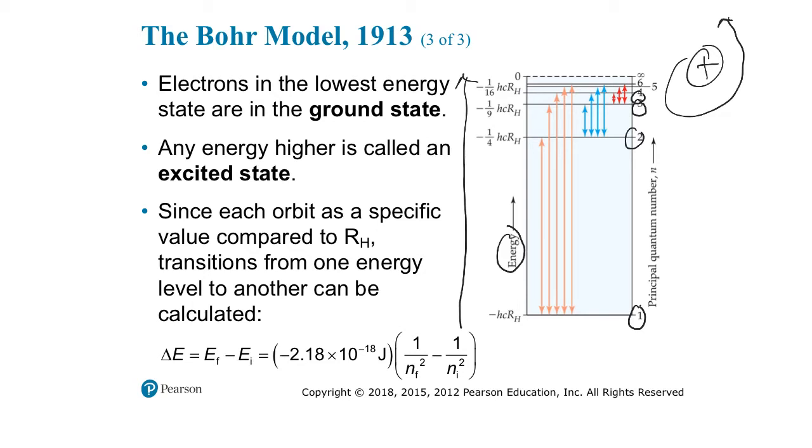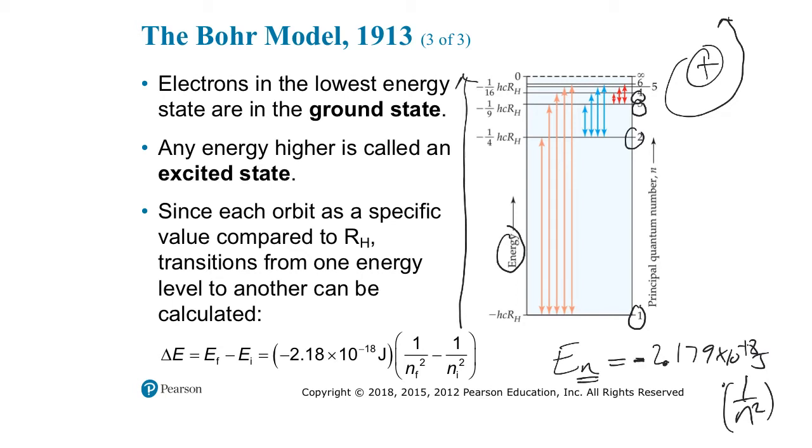Now, one way of looking at the Bohr model would be to look at it as a function of the n value. The energy of the H atom can be described as being minus 2.179, that's how I like to say it, times 10 to the minus 18 joules, times 1 over the n value squared. And so this is describing the energy of the electron.